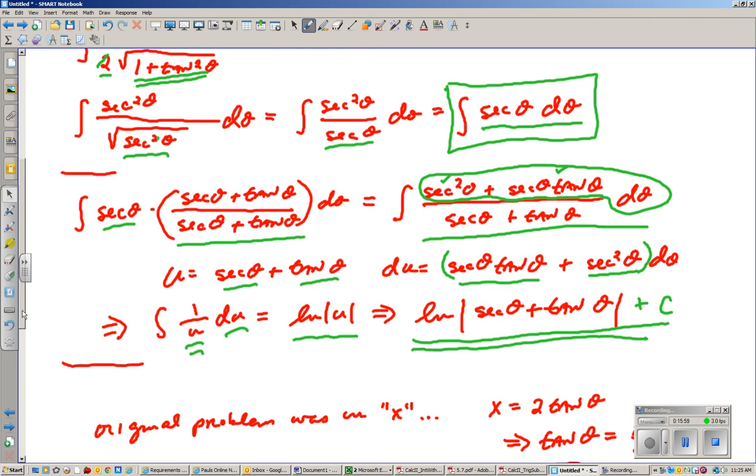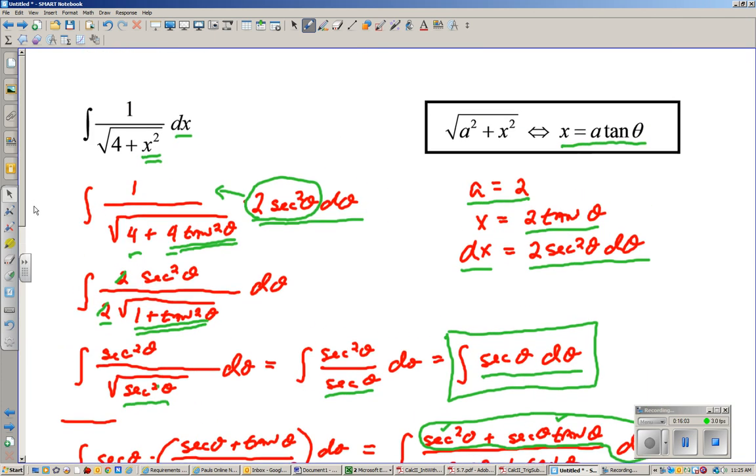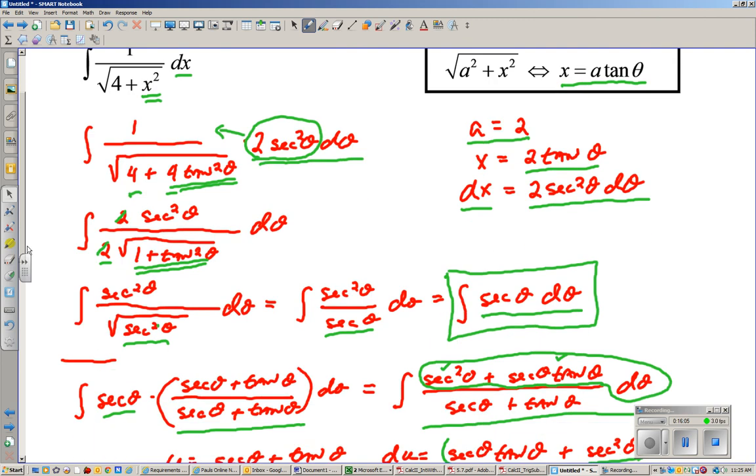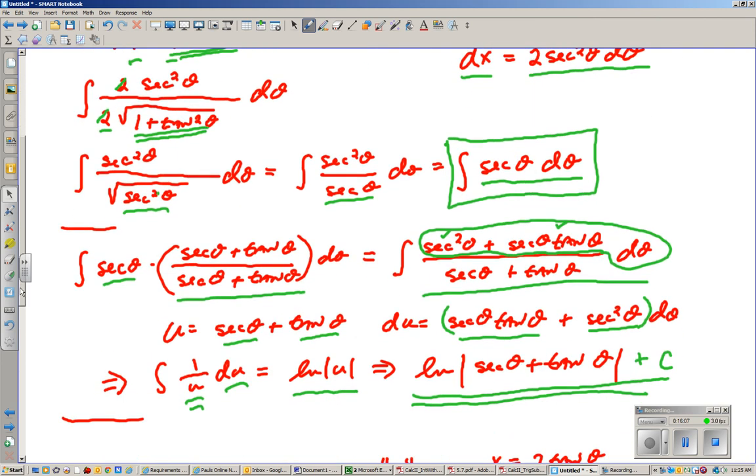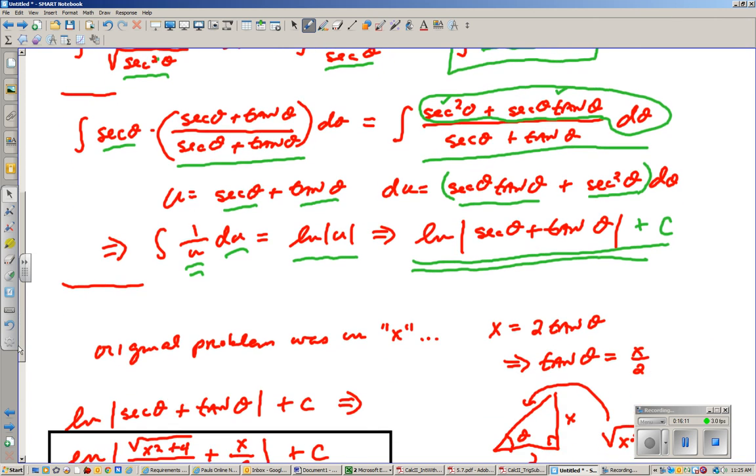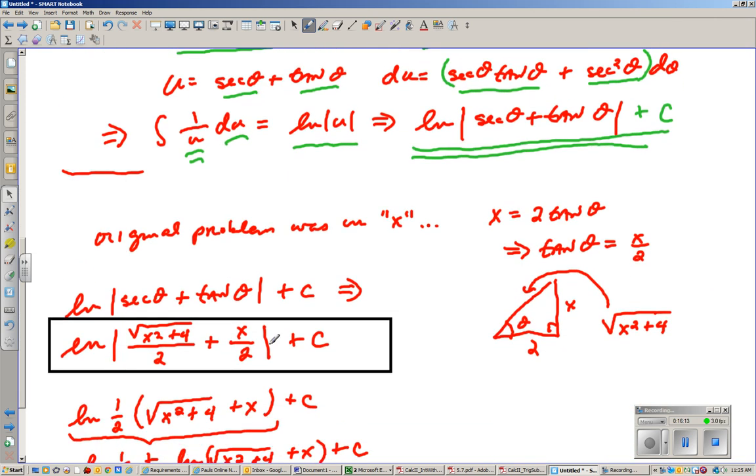So, our original problem, back at the beginning, was written in x, it wasn't written in theta. Right now we have a solution that's written in theta. So let's consider our original substitution where we said, well, take x and let it equal 2 tan theta. Doesn't that suggest the tangent is equal to x over 2?